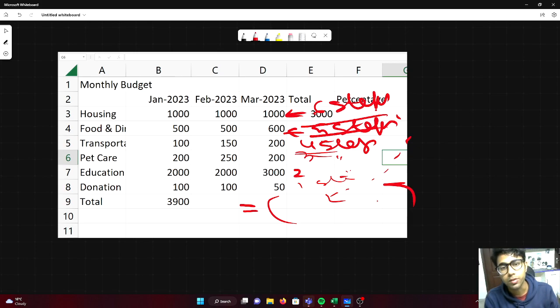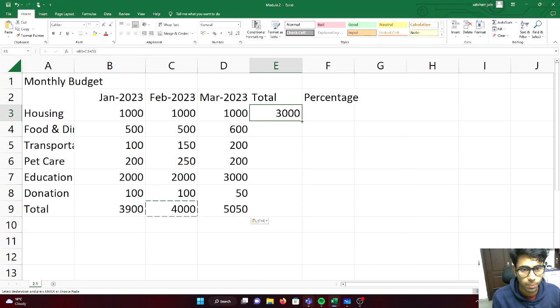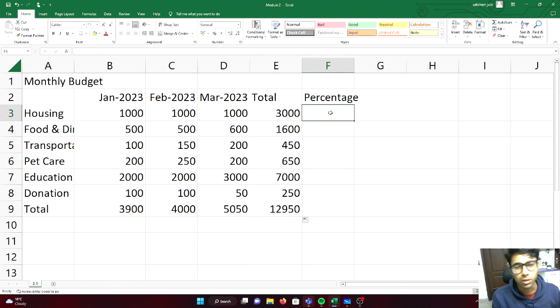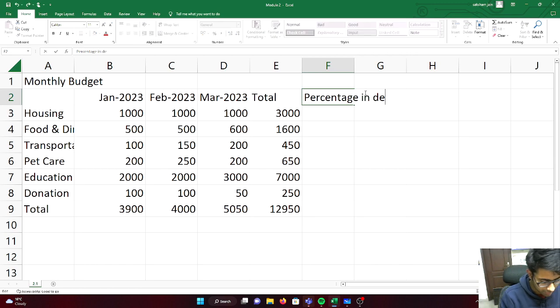So this is the concept of relative cell referencing. Now let us understand what is absolute cell referencing. First of all, let me copy these down till here. Alright. Now in order to calculate the percentage, I'm going to calculate the percentage in decimal for this particular column.